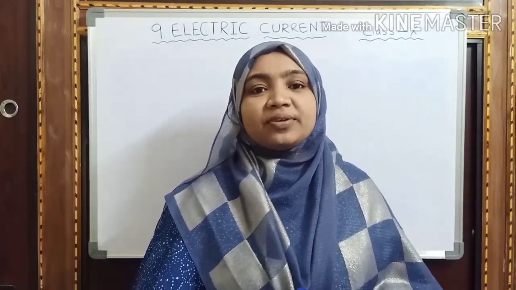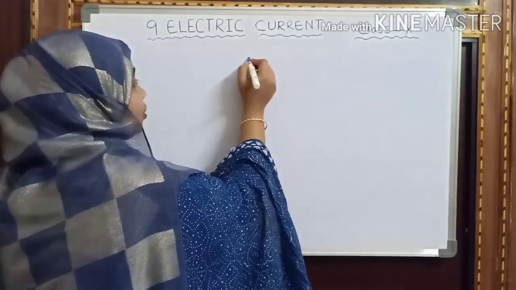Dear students, this is the continuation class of electric current. In last class, we defined electric current. What is electric current? It is the amount of charge passing through any cross section of a conductor in 1 second of time. Or I can be written as Q by T.